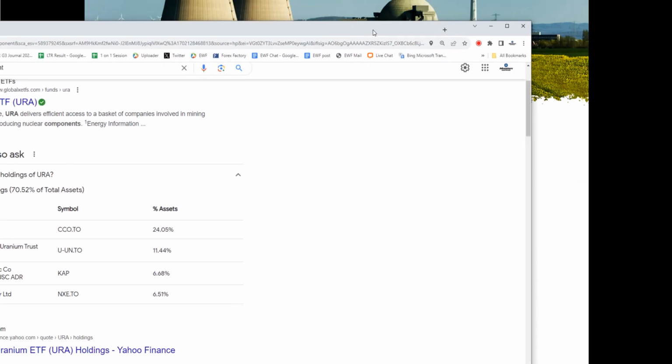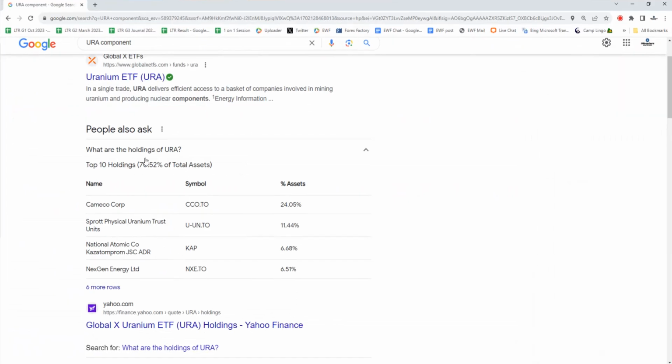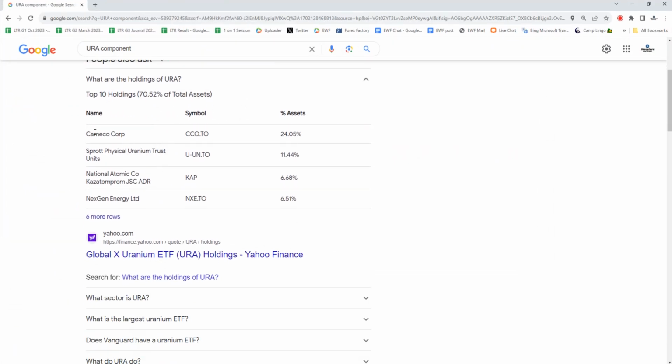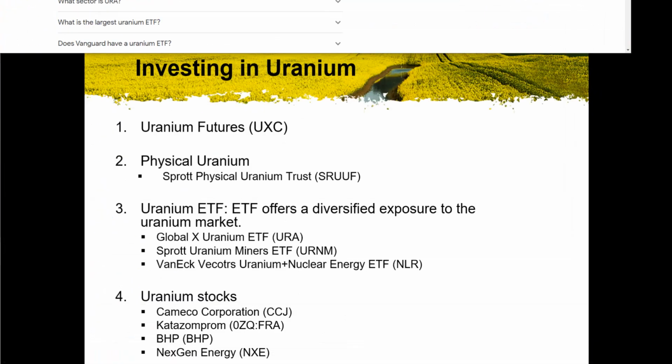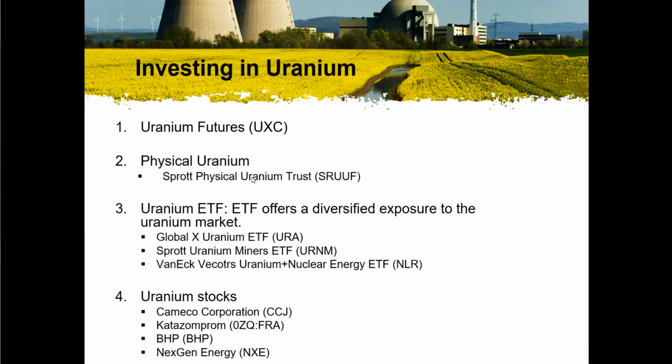Okay, so here I just Google it. What are the holdings of URA? So there's Cameco at 24%, and the Sprott Physical Uranium Trust at about 11%. So 11.4% is being invested in the physical uranium, and then the rest is basically in the companies. So that's the big difference between URA and URNM here.